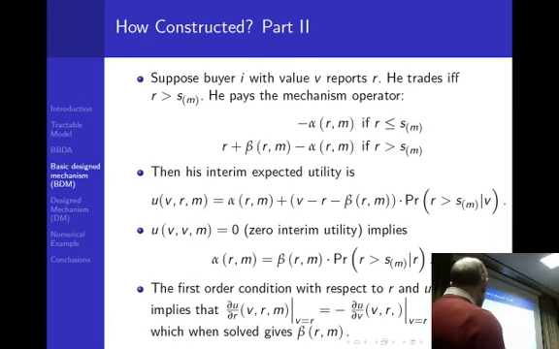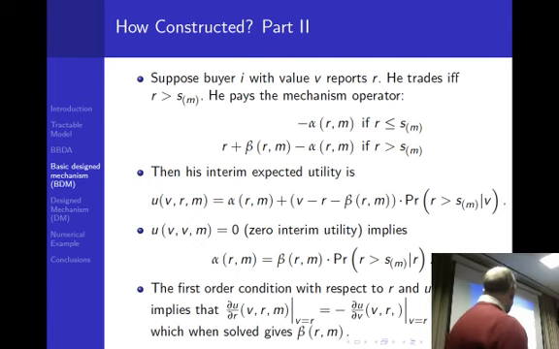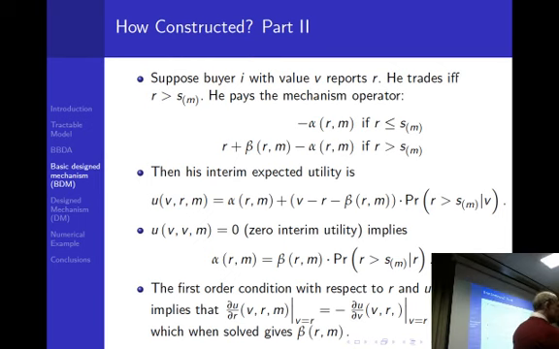And then you can take the first order condition with respect to r, but it turns out it's inconvenient to do it with r. It's better to differentiate with respect to v, and you can get away with that because U(v,v) equals 0, and if U(v,v), the interim expected utility, equals 0, then differentiating by r just equals the negative of differentiating by v, and that's very easy to see, and that's going to allow us to solve for beta_m.